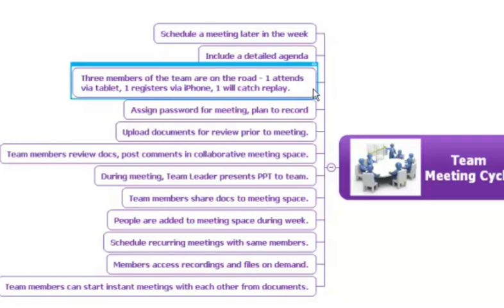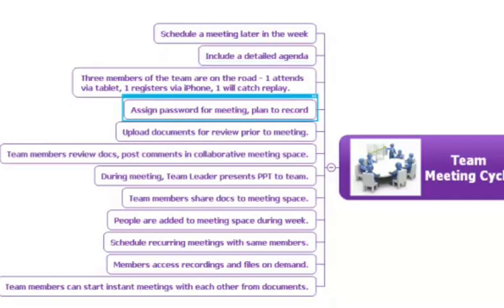One of those members is out of town at a conference, and that person is going to attend via an iPhone, I'm sorry, an iPad or an Android tablet. So that's pretty cool. One of the members of the team is going to register with his iPhone, and another member is not going to be able to attend, but he can catch it on the replay because everything is going to be recorded. Jill and Jack are going to assign a password for the meeting.